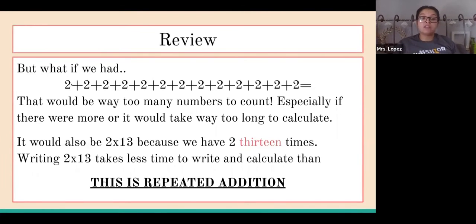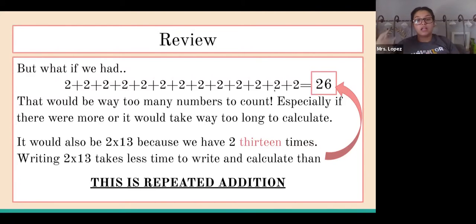So writing 2 times 13 takes a lot less time than writing it out and also calculating, because then you have to do 2 plus 2 and that's equal to 4, and then plus 2 and that's 6, and then plus 2 and that's 8. It's just continuous. So it would be faster and easier to just write it as 2 times 13 because there's 13 2's. This is also repeated addition. So it actually equals 26, and so it's a lot faster to write 2 times 13 to equal 26 than writing out 2 plus 2 plus 2 and so on 13 times.